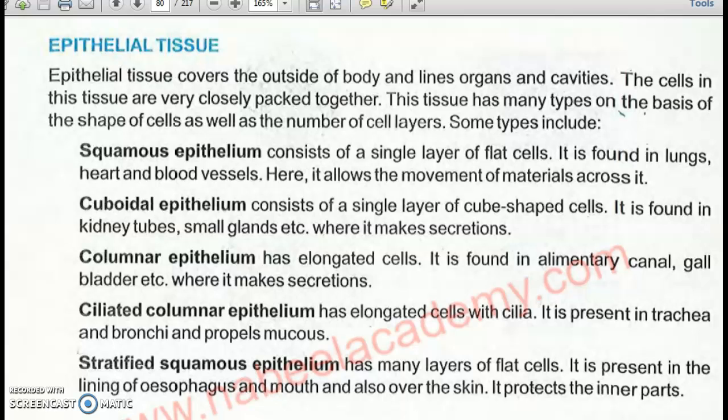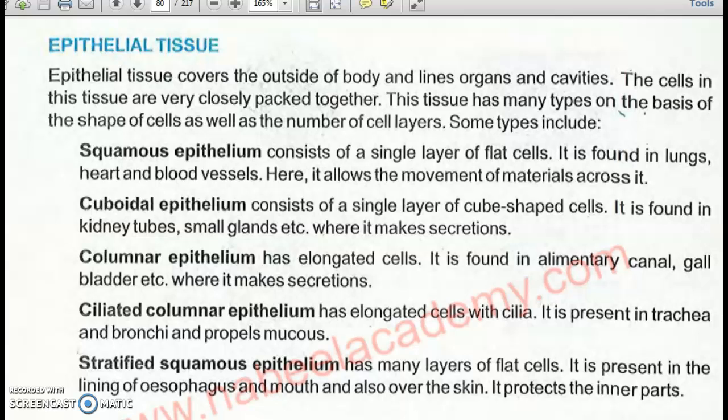Second type is cuboidal epithelium. It consists of a single layer of cube-shaped cells. It is found in the kidney tubes and small glands, where it makes secretions. So cuboidal epithelium consists of cube-shaped cells, also arranged in a single layer, right? Mostly they are present in the kidney tubes and the small glands, so their function is to make the secretion.